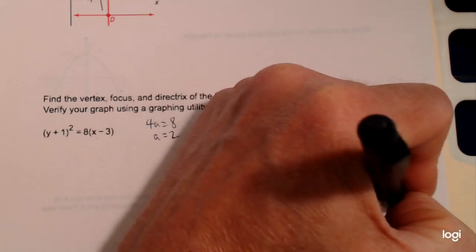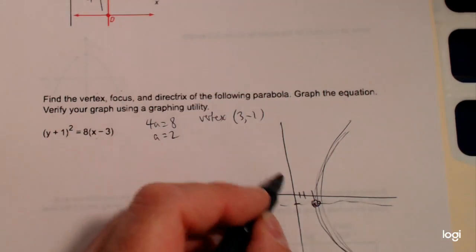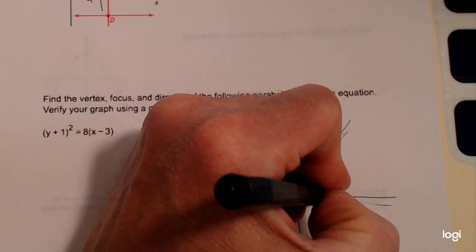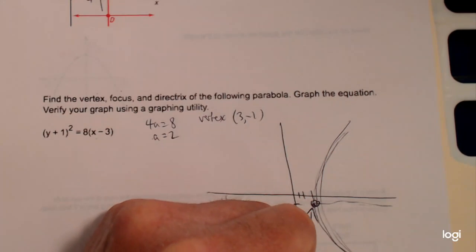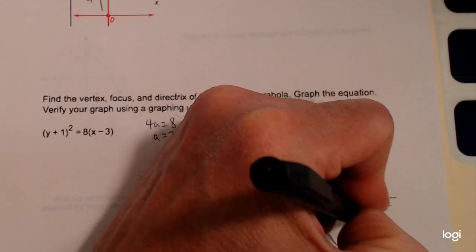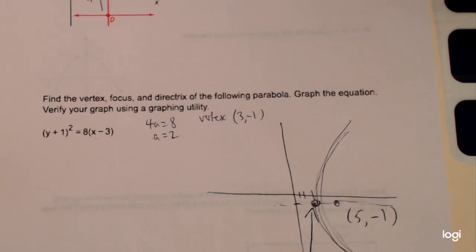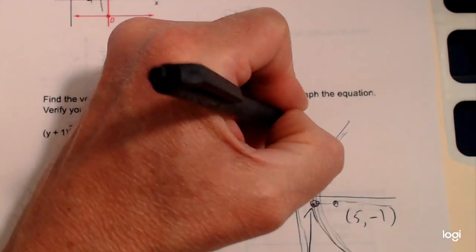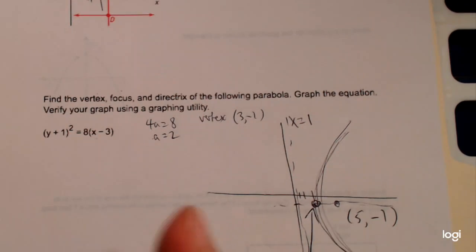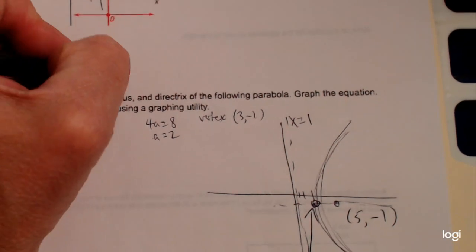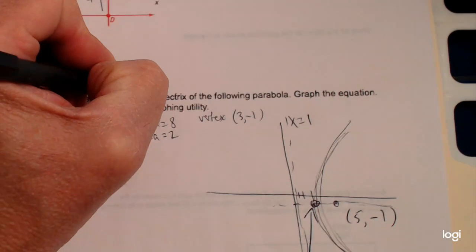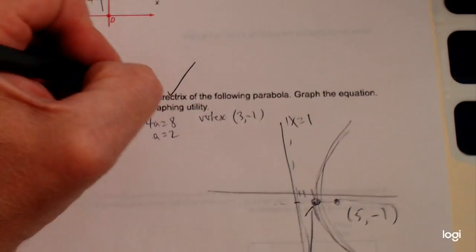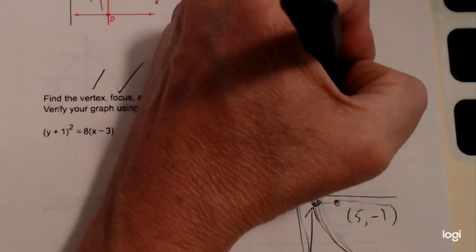We know that the focus is going to be 2 in along here. So since this right here is (3, negative 1), and I go forward 2, the focus is going to be at (5, negative 1). The directrix is going to be x equals 1 because I'm going to go back 2. So we found the vertex. We found the focus and the directrix, and we've graphed it.